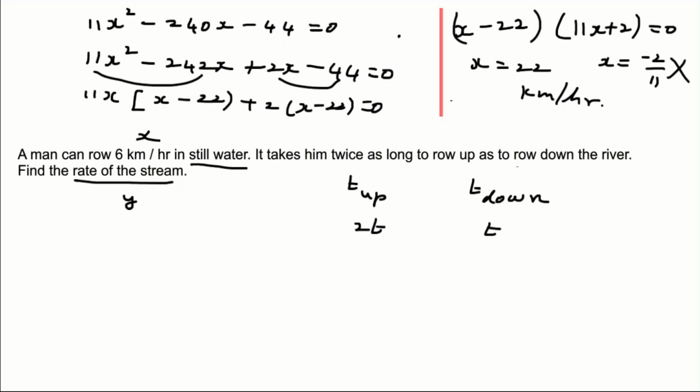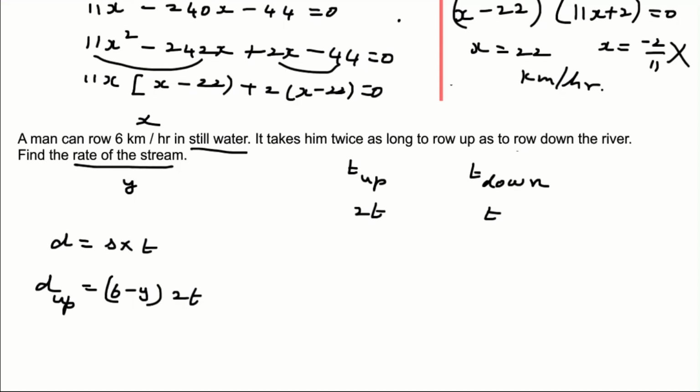So here the distance is not being given, but I know that distance is speed into time. Distance for going up will cover the same distance as going down, right? So distance for going up is speed into time. What is the relative speed upwards? It is x minus y, into the upward time, 2t, for the distance to go up.